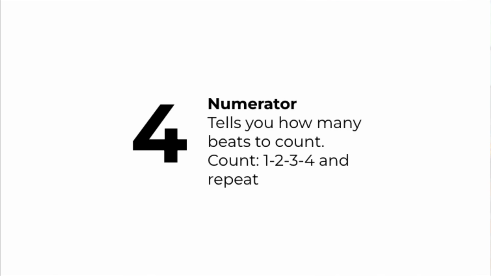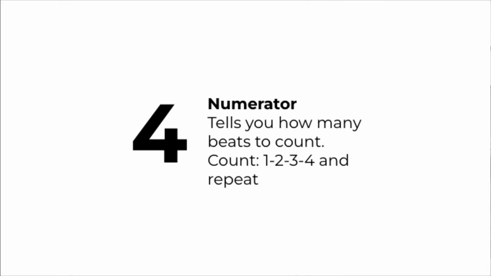The top number, we call it the numerator, tells us how many beats to count. Sometimes you will see a 4, you count 1, 2, 3, 4, and go back to 1. If you see a 3, you count 1, 2, 3, and go back to 1. If it's a 6, 1, 2, 3, 4, 5, 6, and go back to 1. No matter the number that you see there, you're going to count to that number and go back to 1. It's very important that you understand this. The number at the top tells us how many beats we have in each measure.